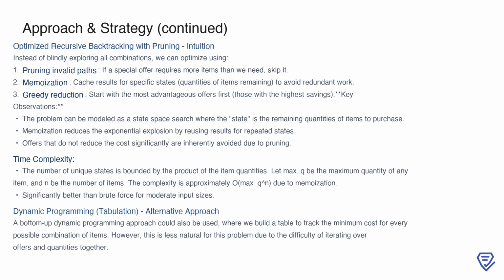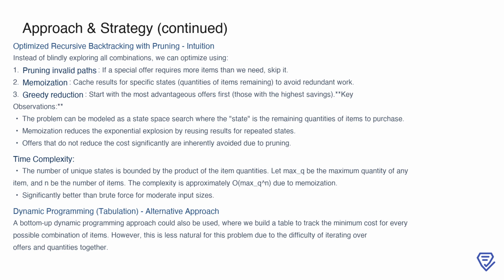Now, let's look at how we can optimize this process using recursive backtracking with pruning. Instead of blindly exploring all possible combinations, this approach employs several techniques to make the search more efficient. First, we prune invalid paths early. If a special offer requires more items than we need, we can skip it entirely.